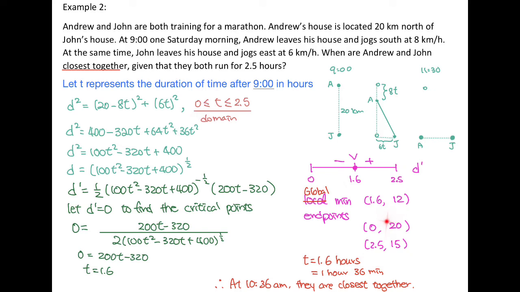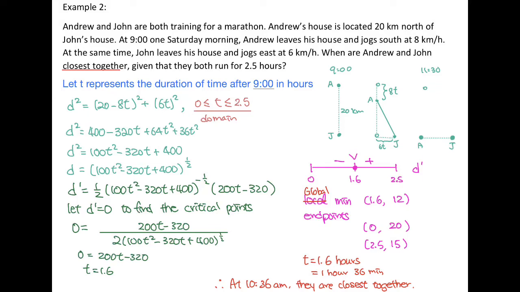So how do I find all those d values? Then we have to substitute the t values, which are 1.6, 0 and 2.5, into the original equation to find out our value for d. And you will see that's 12, 20 and 15. And let's compare all those values to see which is the smallest one. And you can see 12 is the smallest number of all three of them. So this will become a global minimum, which is the absolute minimum, and that will become our answer.